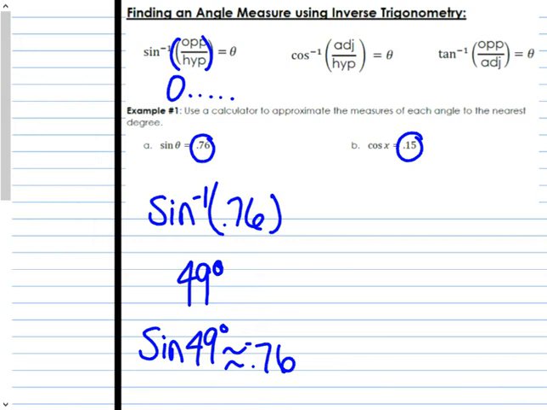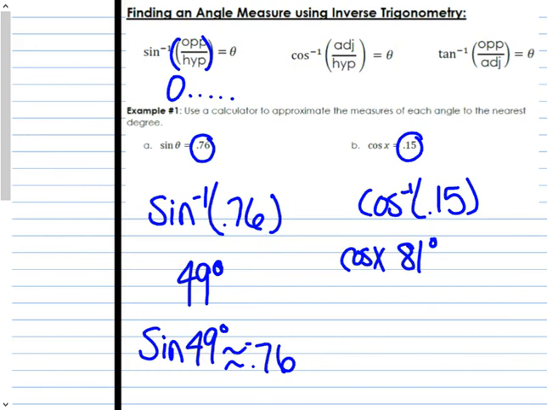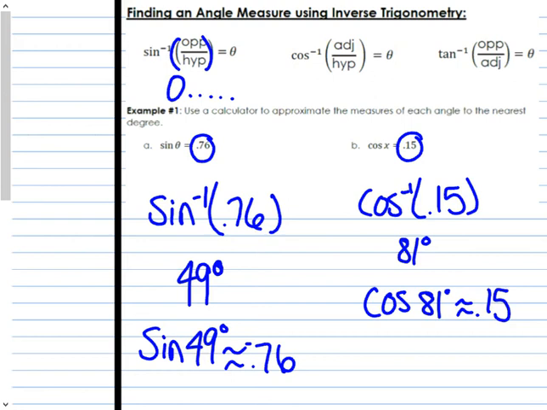Again, we don't know the angle. We know the cosine of some angle gives us 0.15. So we're going to do the inverse cosine of 0.15, and we'll find what the angle measure is. So you type in 0.15 on your calculator, hit the second button, and cosine, and you get 81.3. Well, to the nearest degree, that's 81 degrees. So the cosine of 81 degrees was approximately 0.15. If you take 81 and hit your cosine button, you're going to get approximately 0.15.